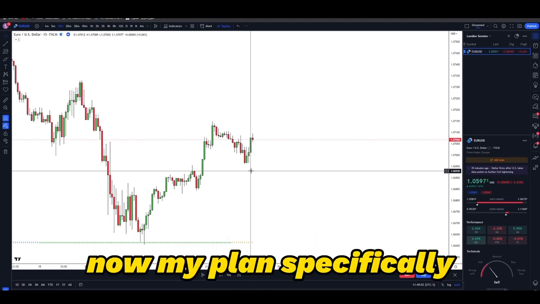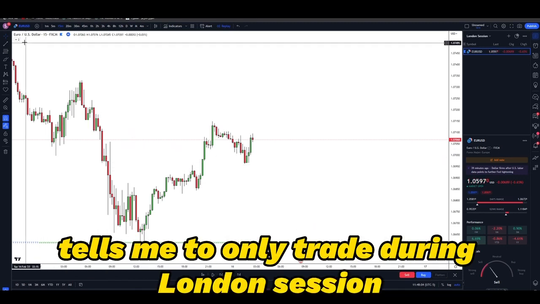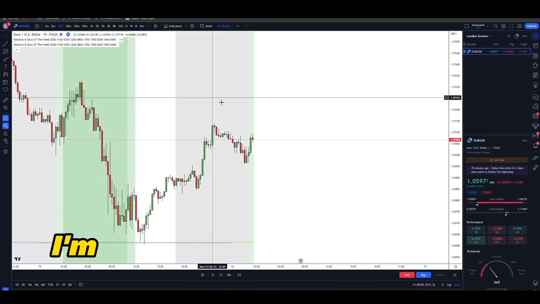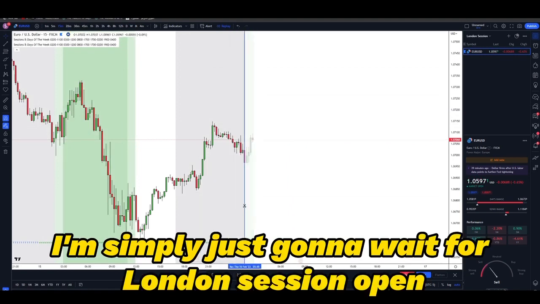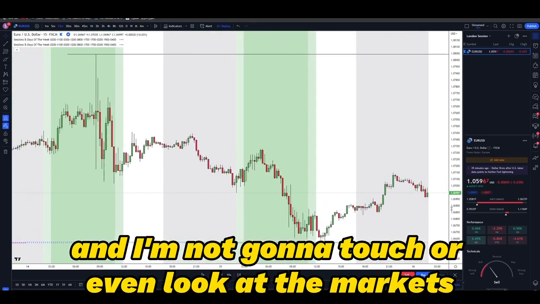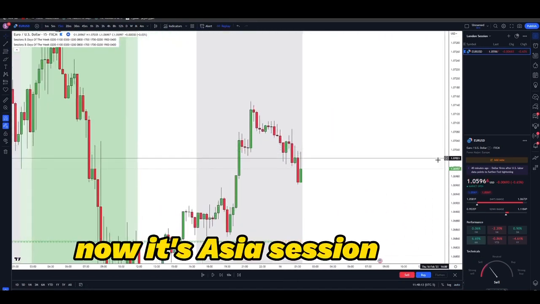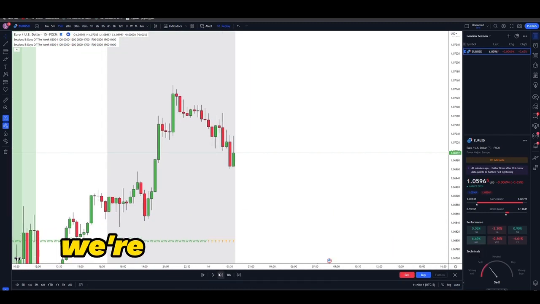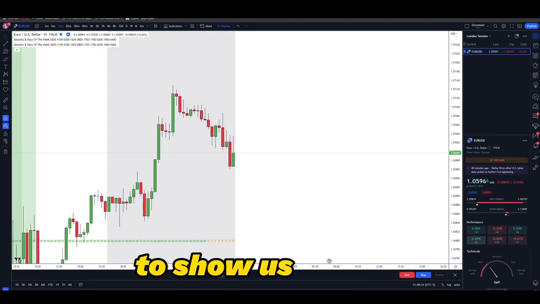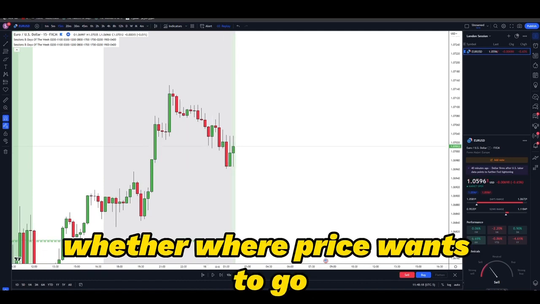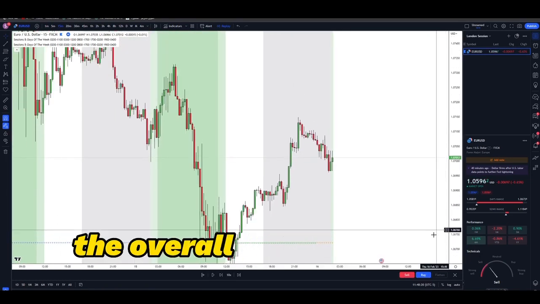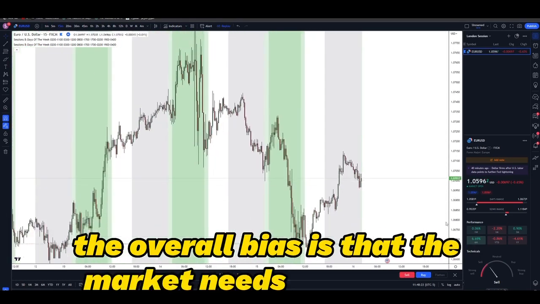Now my plan specifically tells me to only trade during London session, so that's exactly what I'm going to do. I'm simply going to wait for London session open, and I'm not going to touch or even look at the markets during Asia. Now it's Asia session right now, so we're not really looking to do much. We're really just waiting for price action to show us where price wants to go.